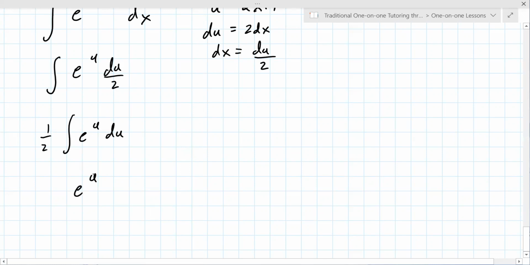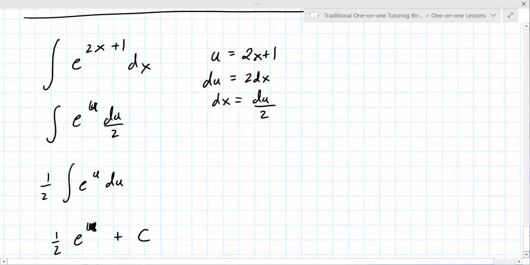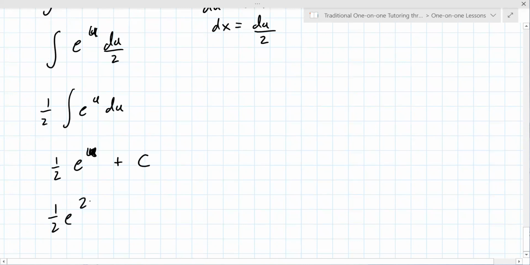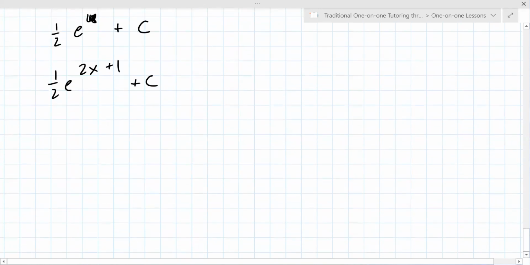E to the u. Then you put the u back inside, which is 2x plus 1. So it's 1/2 e to the 2x plus 1, plus c. Yes. Okay, let's try another one here.